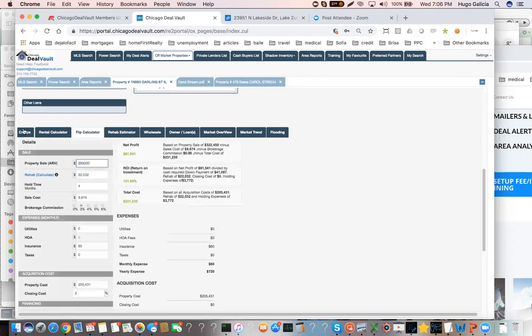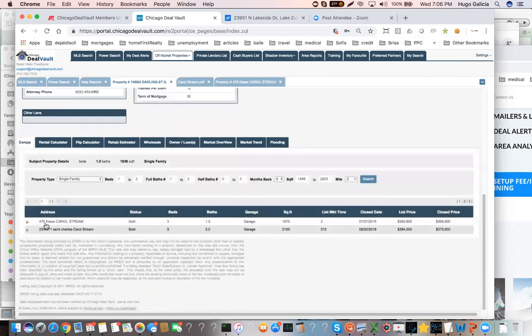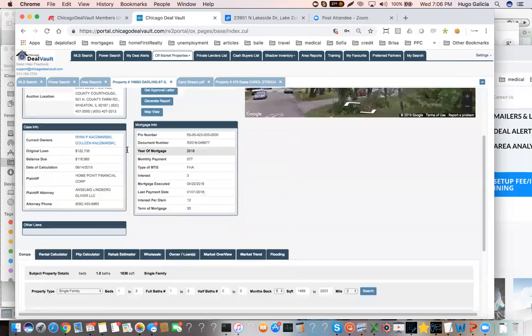So how did I come up with the 285? Looking at this comp on Essex, because of the square footage, this is a little bit smaller property, and it just lasted 2 days on the market. It sold for 269. Our subject property is slightly bigger, so that is why I'm going to go for 280, 285.